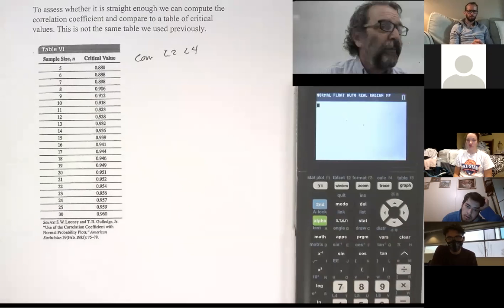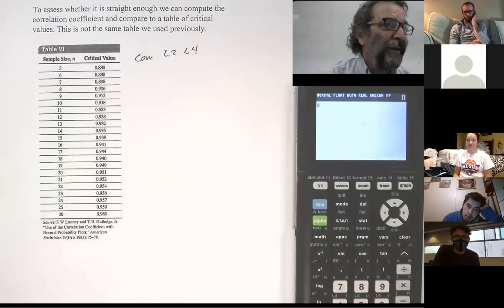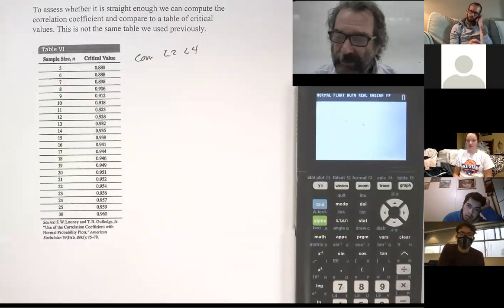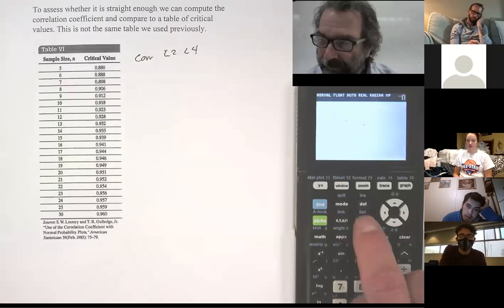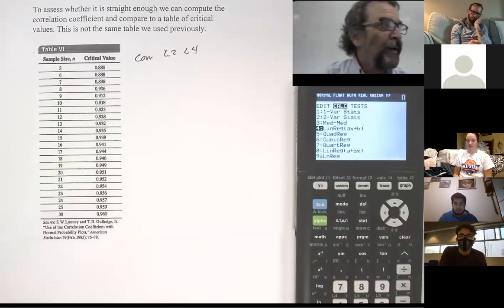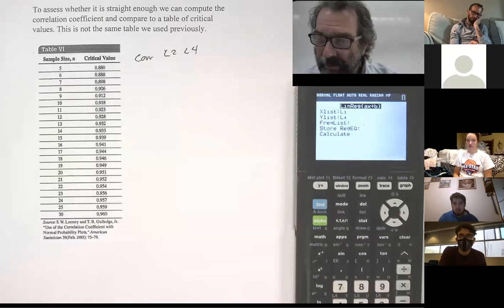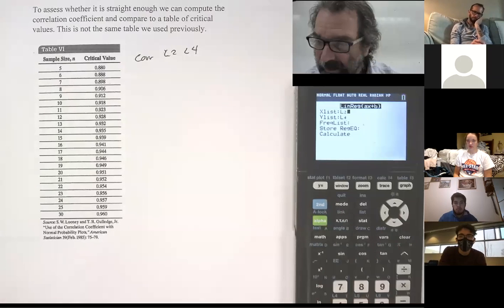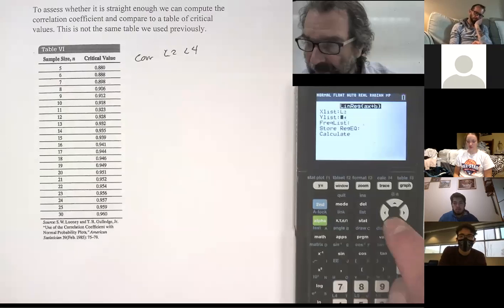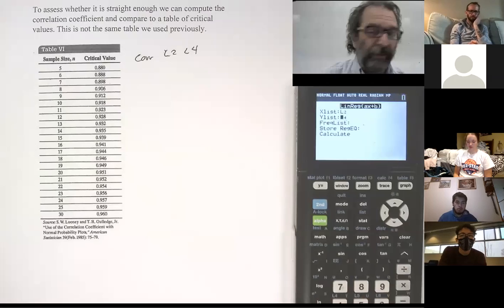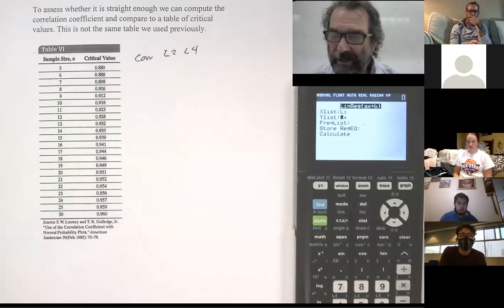I actually do know. You might guess that. We did it before. It was a long time ago. So where you go is to stat, calc, an unusual place, linear regression. That's right. And then we go L2 and L4, the variables that we were interested in. The data was in L2 and the z-values were in L4. We're not going to use this for anything except to find R.